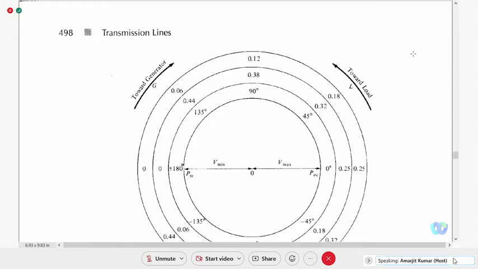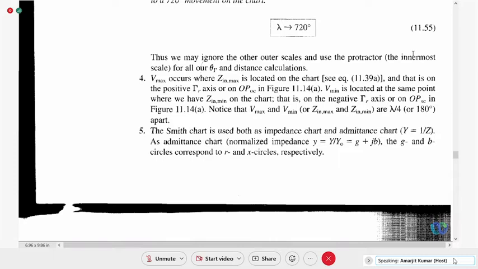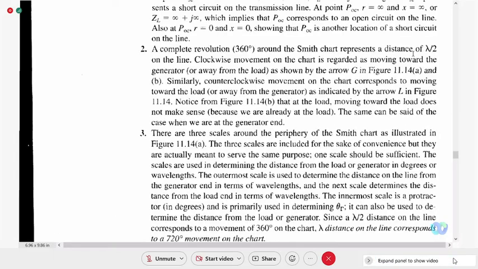Okay, so outermost scale means we are measuring distance on the transmission line from the generator end. And middle scale means distance from the load end, so we are measuring distance on the transmission line from the load end if you use the middle scale.